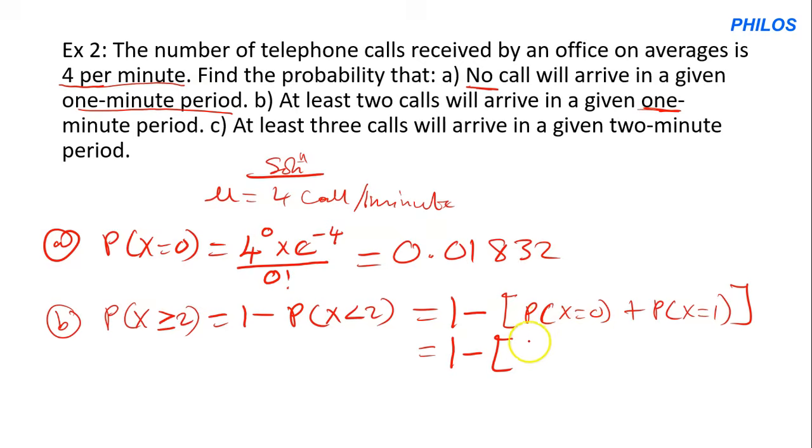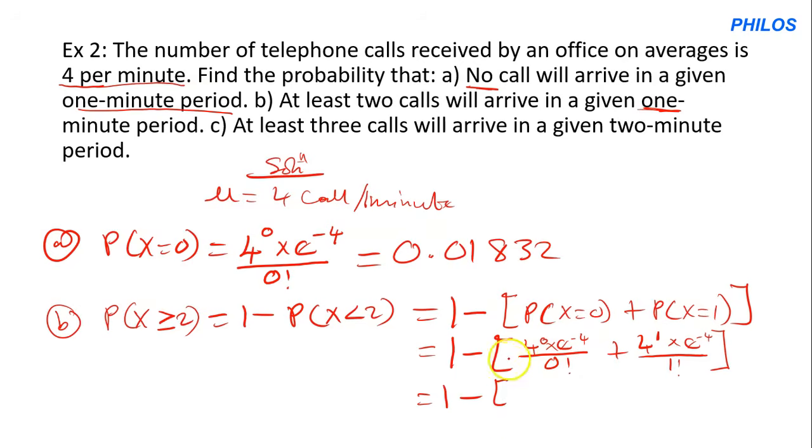Let's find the probability that x is exactly 0. That will be 4 exponent 0 times e exponent negative 4 divided by 0 factorial plus 4 exponent 1 times e exponent negative 4 divided by 1 factorial. Please always make sure you bring times when you are entering it on calculator, okay? Then you close the bracket. So this gives us 1 minus into bracket.